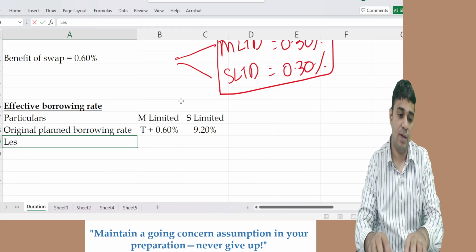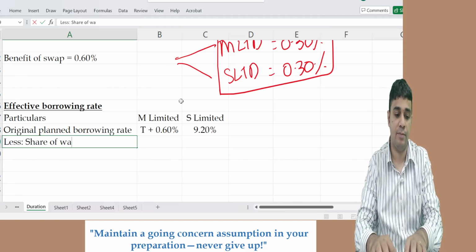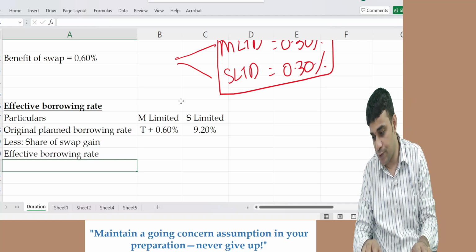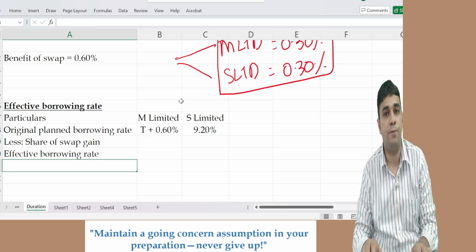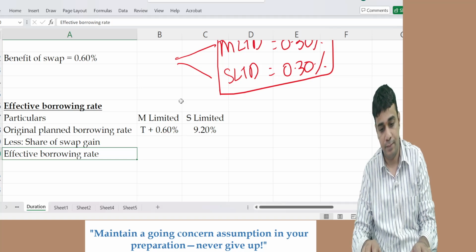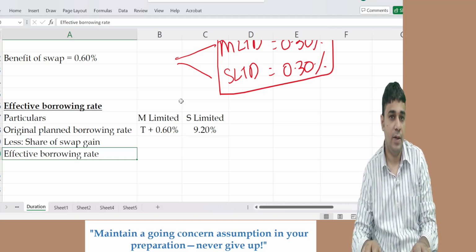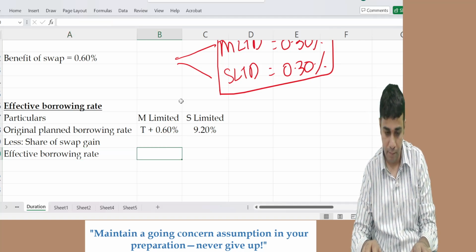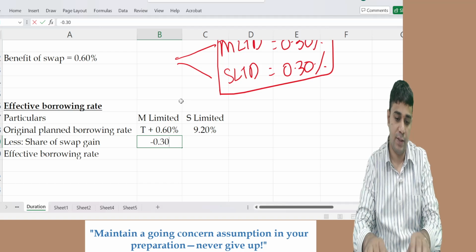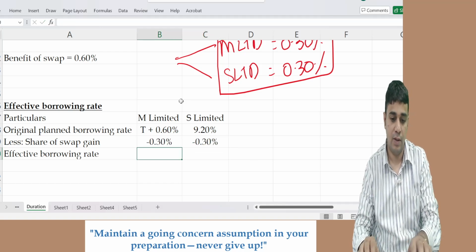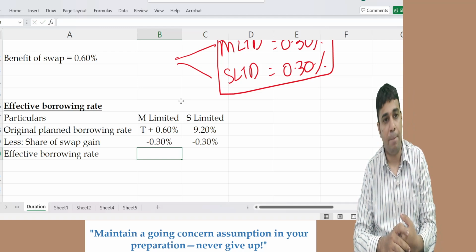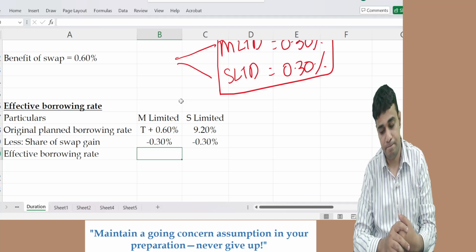Less share of swap gain. Effective borrowing rate. The gain is 0.3%. Subtract 0.3 for both of them.